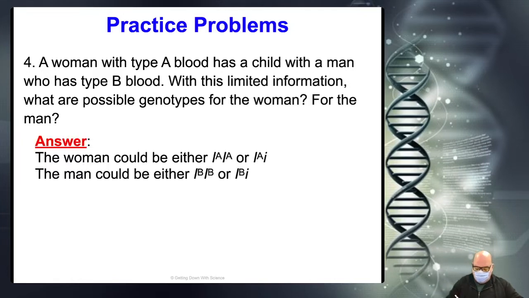The woman can either be big A, big A, or big A and little i, and that right there is type O. I'm going to draw it in just so you see it. And the man's going to be the same way. Big B. There is no little b for blood type, it just is its own allele. And so if these two people were like this, they could have children that are AB, A, B, or O.